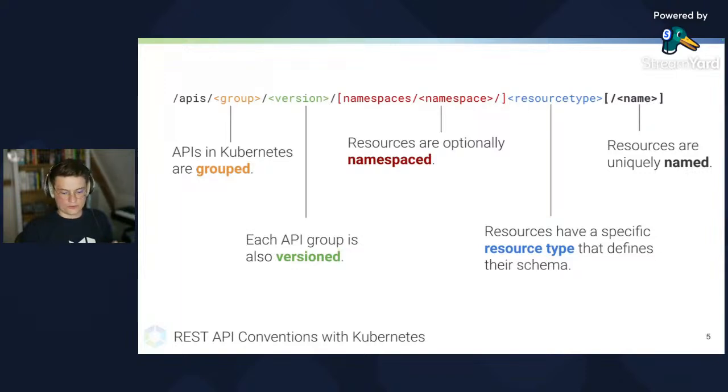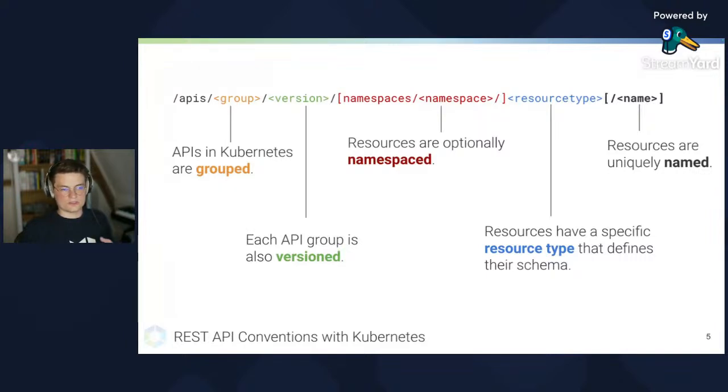And these APIs are first and foremost grouped. So this is what we see at the beginning. Every API in Kubernetes is in a group. Then each API group is also versioned, so there can be different versions of a group. Then optionally, some resources in Kubernetes are namespaced. Not all of them are. If they're not, they are called cluster scoped, but plenty of them are namespaced. And then there's a specific resource type. The resource type basically defines a schema, because the Kubernetes API works on typed resources. So there's an OpenAPI schema that you can use to construct the responses and the requests that you want to send to a specific resource.